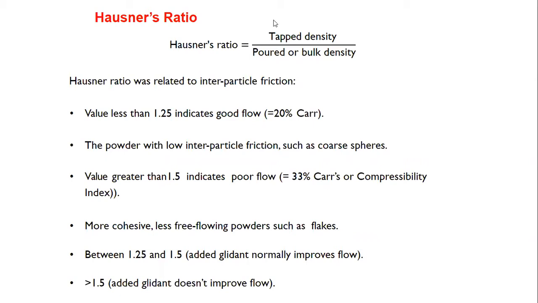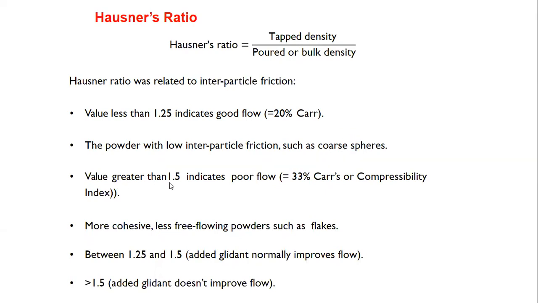In this slide, along with the formula to determine Hausner's ratio, some illustration is given of what value of Hausner's ratio represents what type of flow. When Hausner's ratio value is less than 1.25, it indicates good flow and it corresponds to 20% of the Carr's index. Powders with low interparticle friction, such as coarse spheres, have good flow. So granules may come under this.